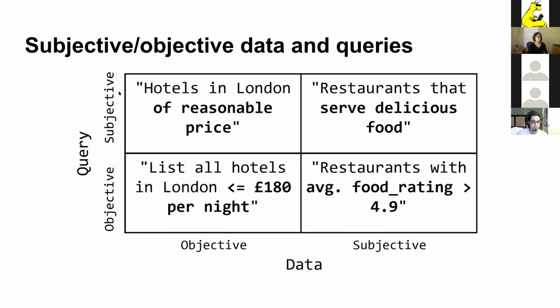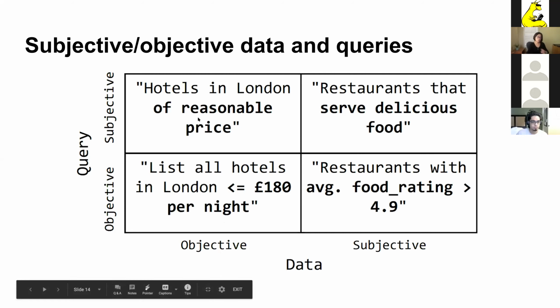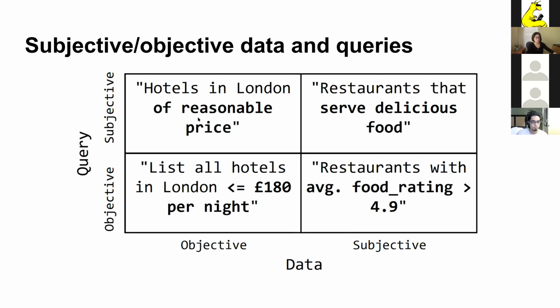Up here, you can also have subjective queries against objective data. Here we are talking more about people posing more natural language-like queries against, for example, relational data management systems. And there has been a lot of work in this area, right?